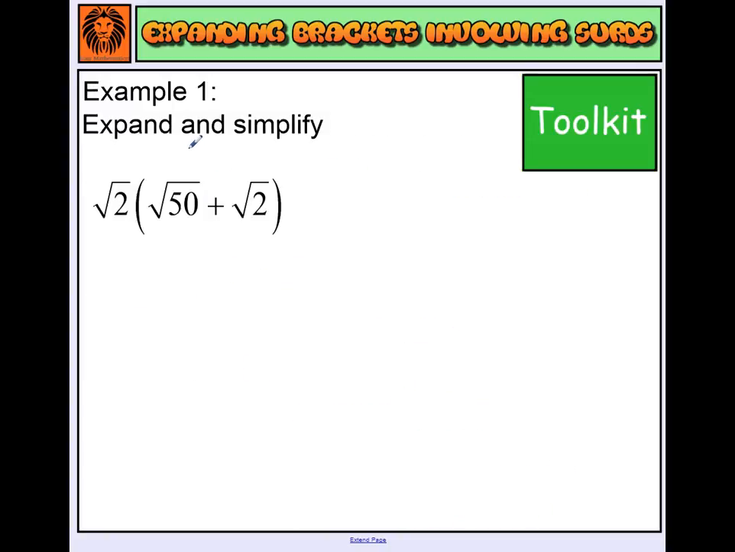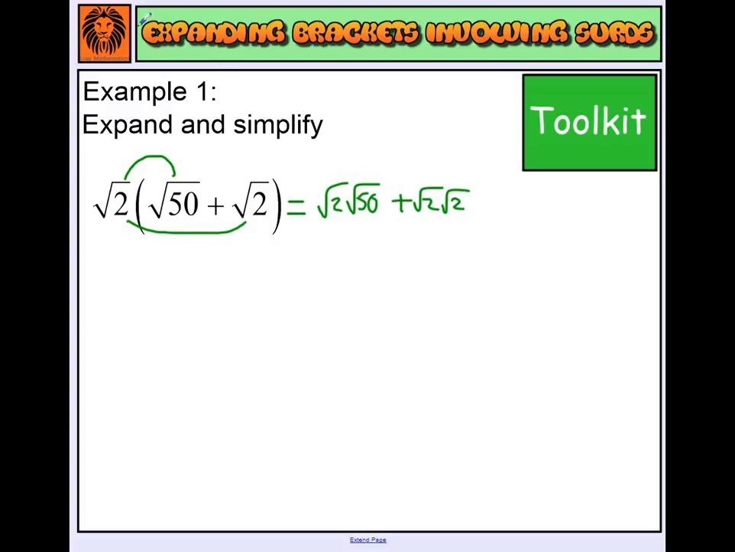So, looking at our first example with surds, we have root 2 multiplied by root 50 plus root 2 in brackets. So, using what we know already, the distributive law, we can do root 2 times root 50, which gives us root 2 root 50, and we can also do root 2 times root 2, which gives us root 2 times root 2.